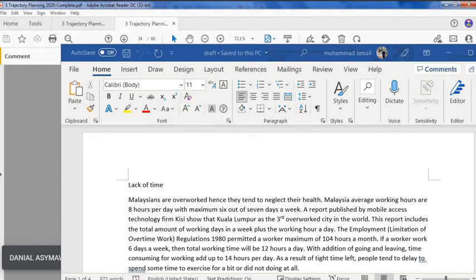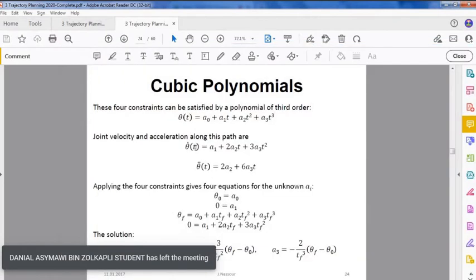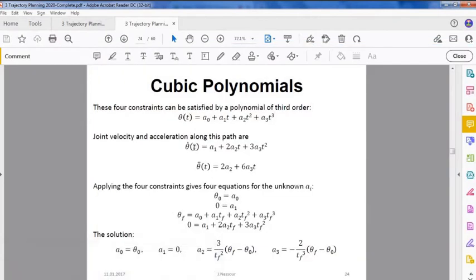Why didn't we take the final position? Final position is T equal to 3. So this is 3, and this is 3. You cannot solve the equation. You cannot find A1. If you replace T equal to 3, you get 2A2 multiplied by 3. You cannot solve it.